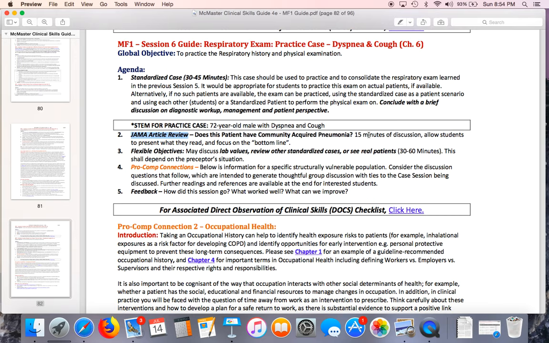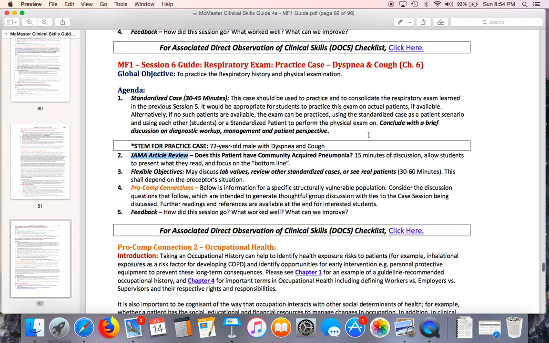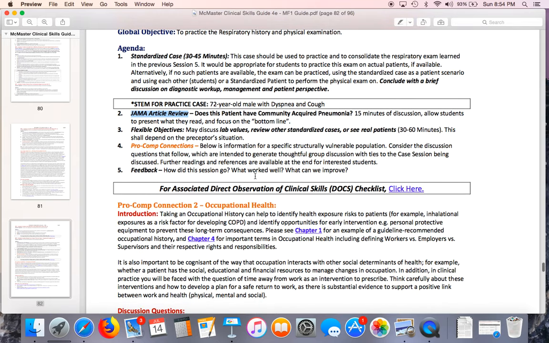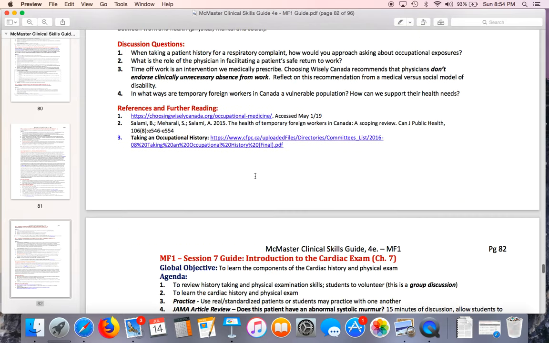The nice part here is that this is a way that we can include things around evidence and likelihood ratios, and just get a bit of an understanding of what you use that for and how it is related to your ability to do a history and physical examination. I'm showing you a lot of stuff.